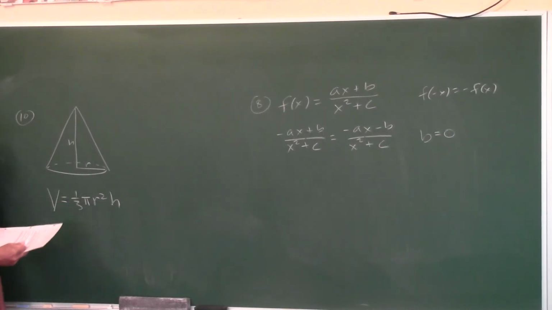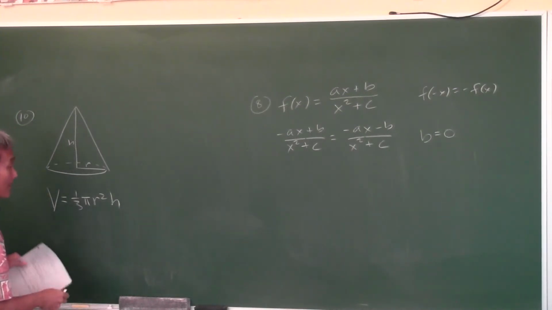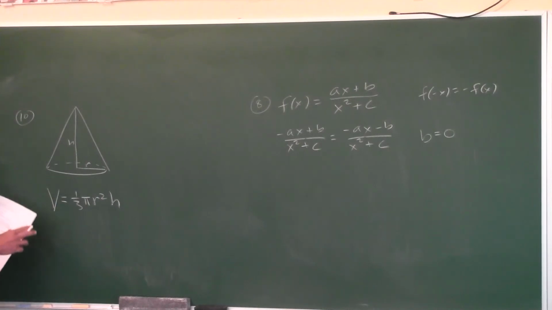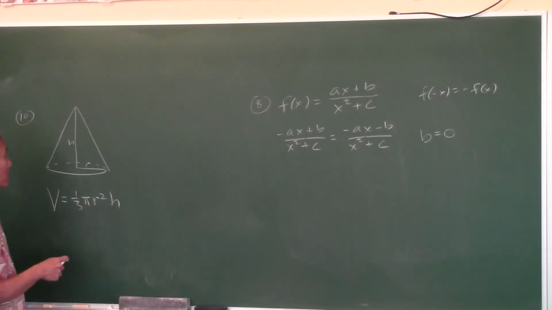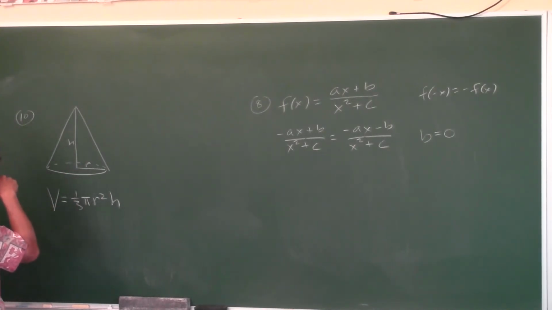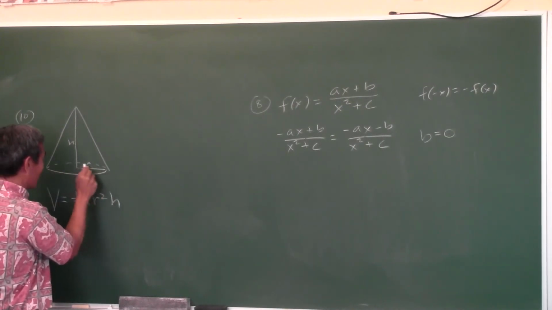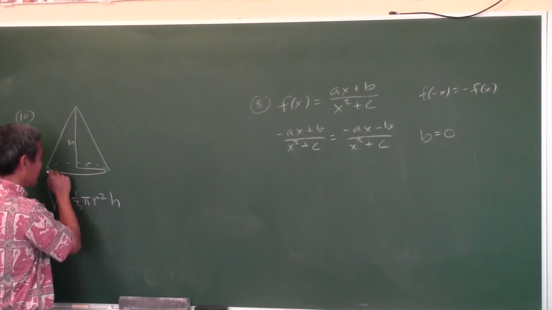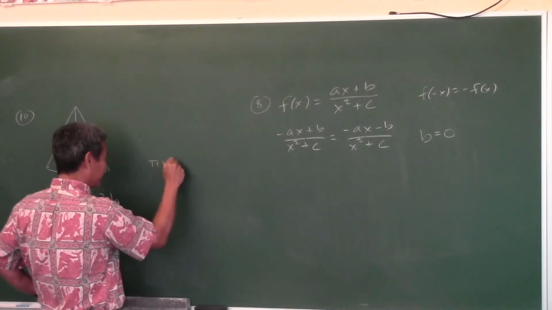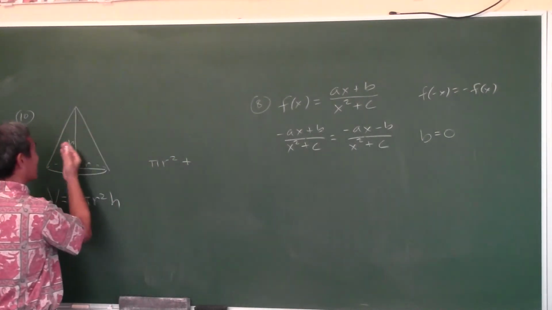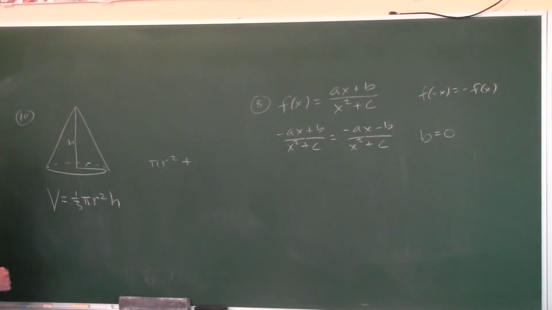So am I using similar triangles on this one? No, not this one. Okay, so that means the surface area of this thing is 1 square meter. So how do you figure out the surface area of this? Well, there's a circle on the bottom, pi r squared. And then what's the lateral area? Pi r L, right? Pi r, where L is the slant height.